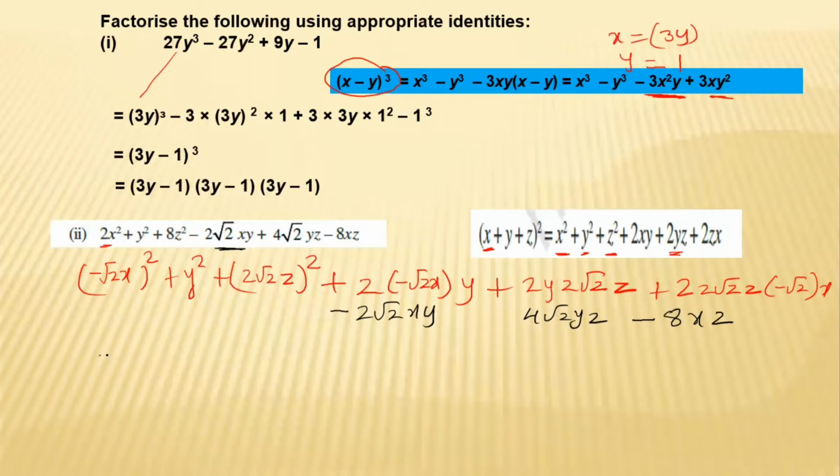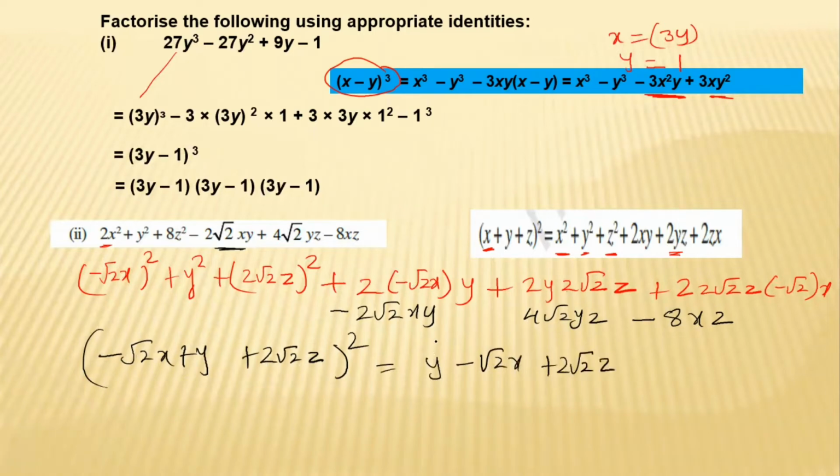So what is your x? It is minus root 2x plus y plus 2 root 2z the whole square. Okay. Now, if you don't want to write this negative, this can be shifted over here. So we can also write this as y minus root 2x plus 2 root 2z the whole square.